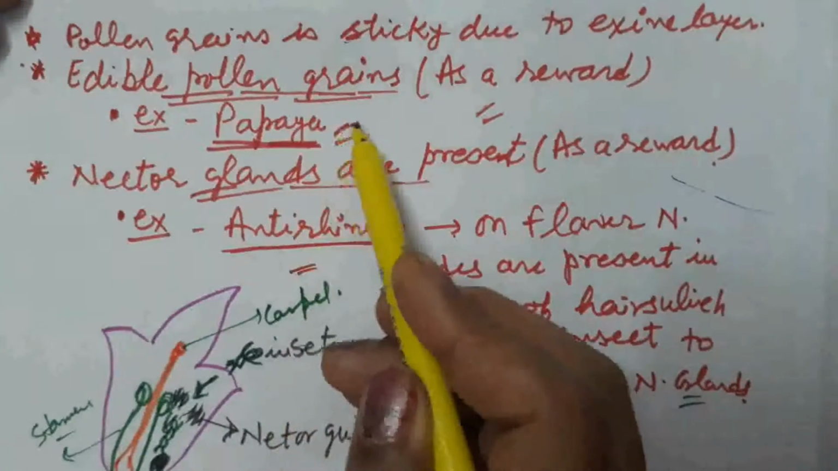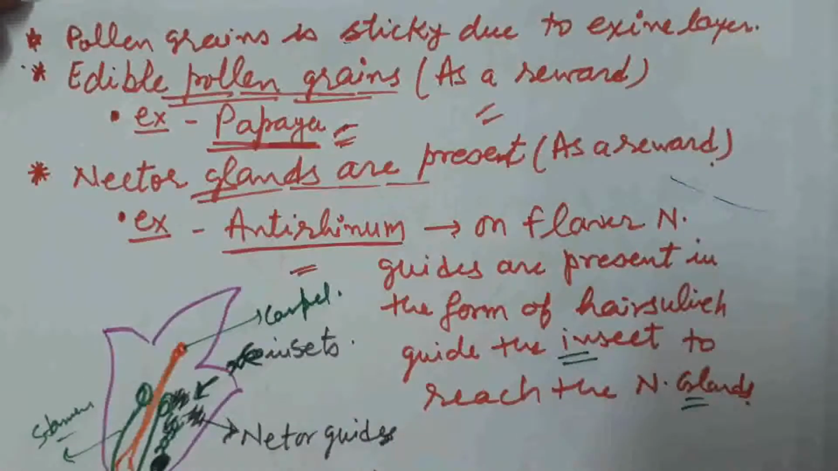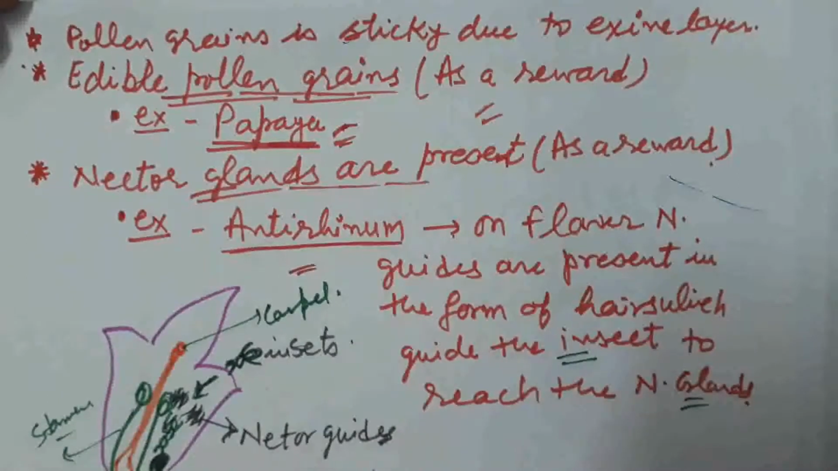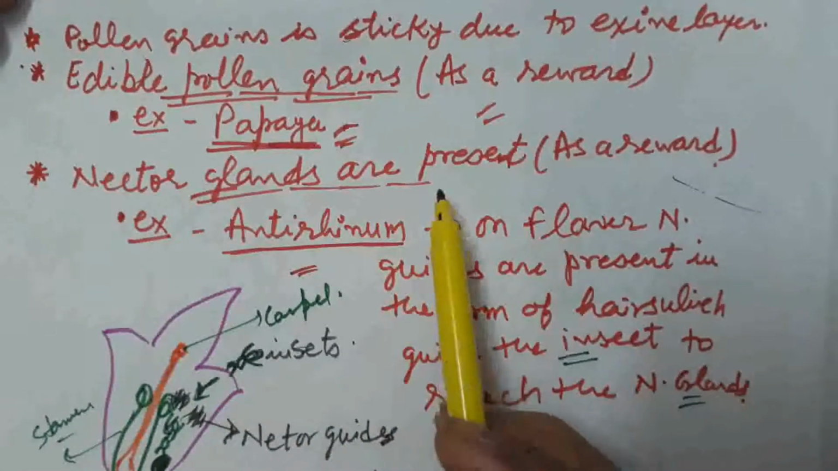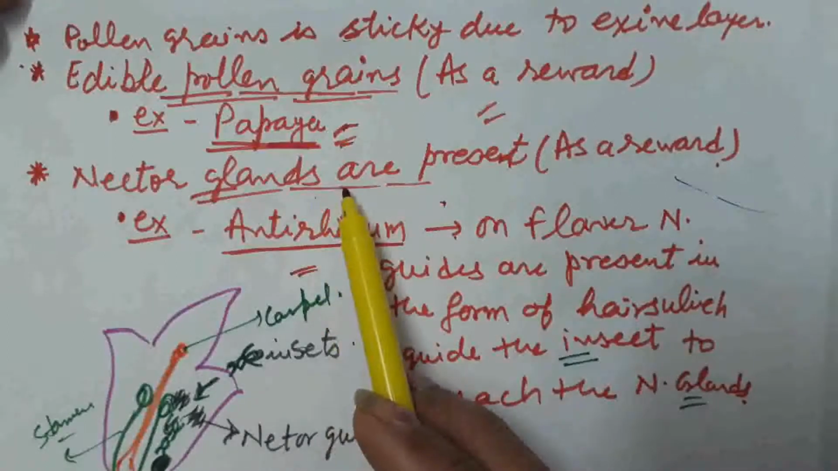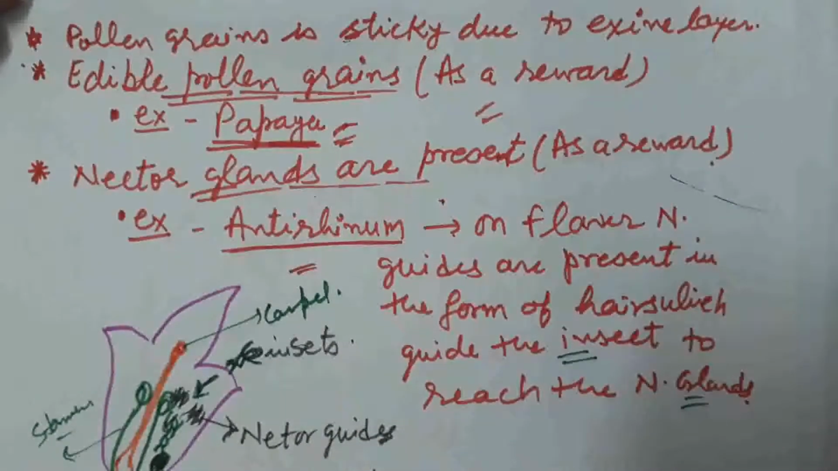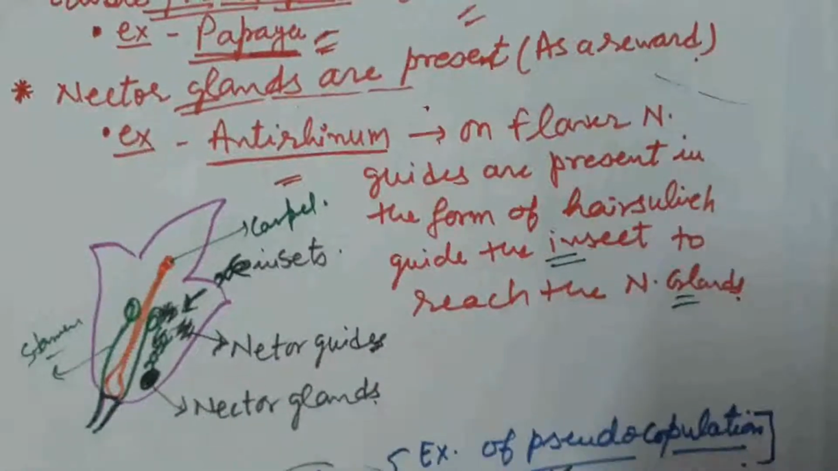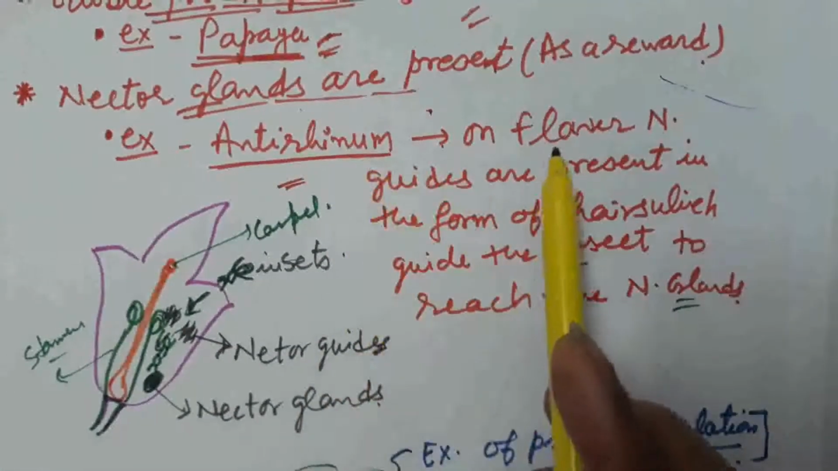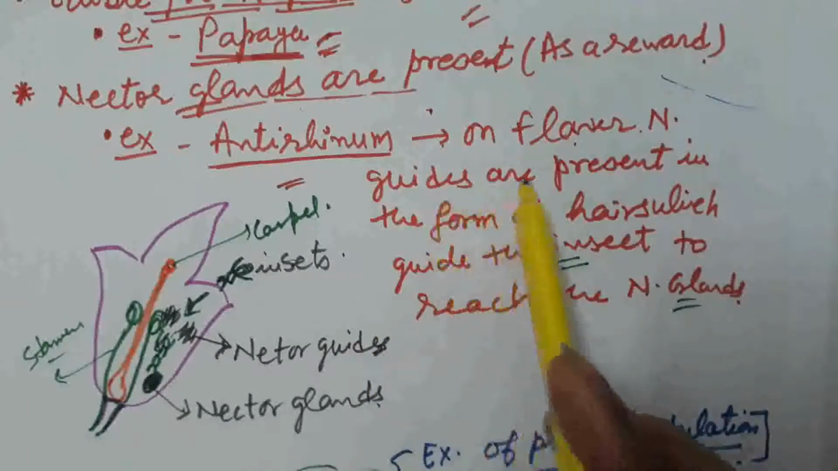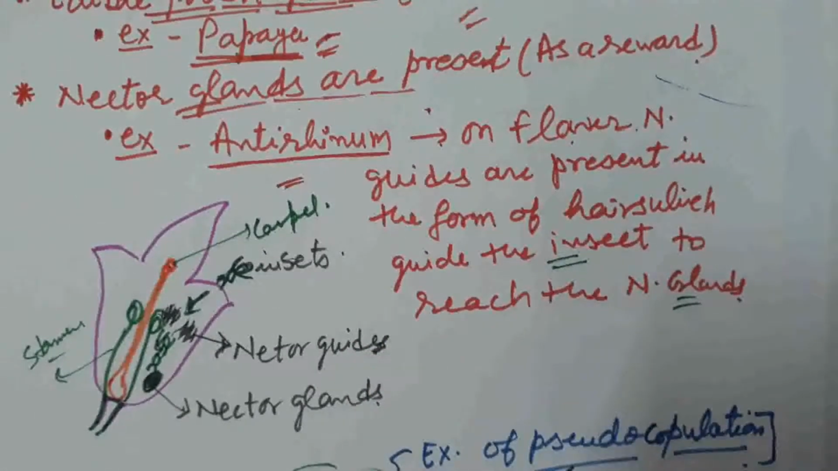In some cases, edible pollen grains are present, as in case of papaya. Papaya gives a reward to the pollinating agents because their pollen grains are edible. In some cases, nectar glands are present, which provide nectar as a reward to the pollinating insect. As in case of Antirrhinum, nectar guides are present on the flower in the form of hairs, which guide the insects to reach the nectar glands.